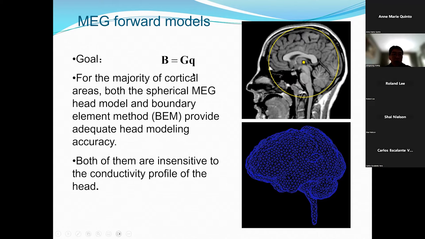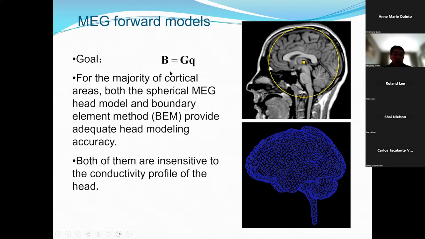And if the dipole has the dipole moment Q, we figure out the relationship between the location, orientation, and strength of the electric current dipole with respect to the location and orientation of the MEG sensor, and that will give you the measurement B. And what's in between, the G, is our forward model. The G factors in the location of the source, the location of the sensor, and the orientation of the sensors. So the whole purpose is to establish this relationship and tackle the G.